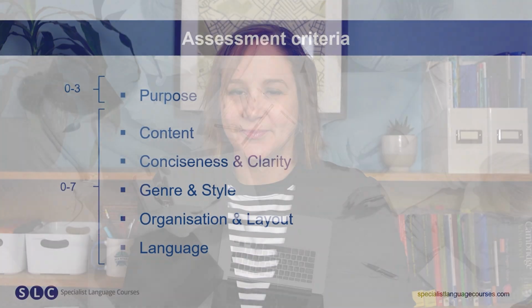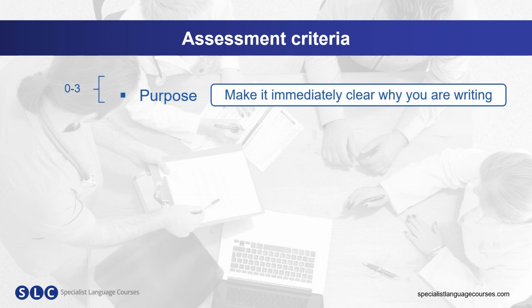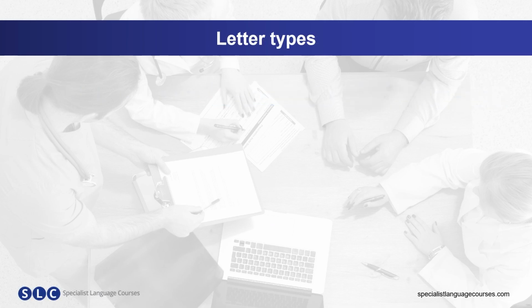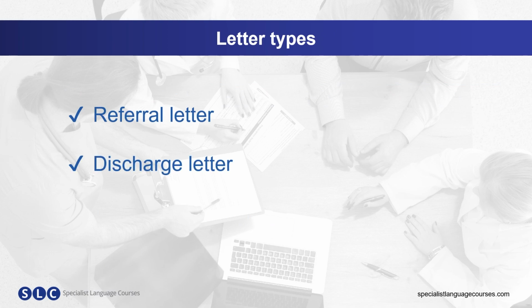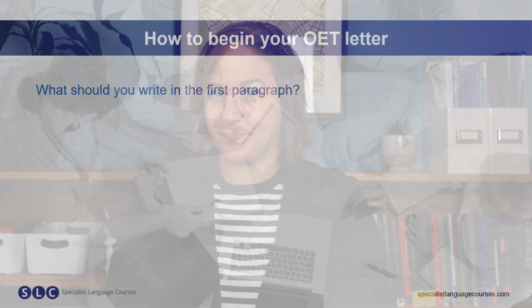Let's begin. Here is the writing assessment criteria. It's important to make the purpose of the letter immediately clear. In the OET writing paper, you may be asked to write a referral letter, a discharge letter, or a transfer letter. This should be made clear in the first paragraph and then expanded upon throughout the letter. So what exactly should you write in your first paragraph? Let me show you now.